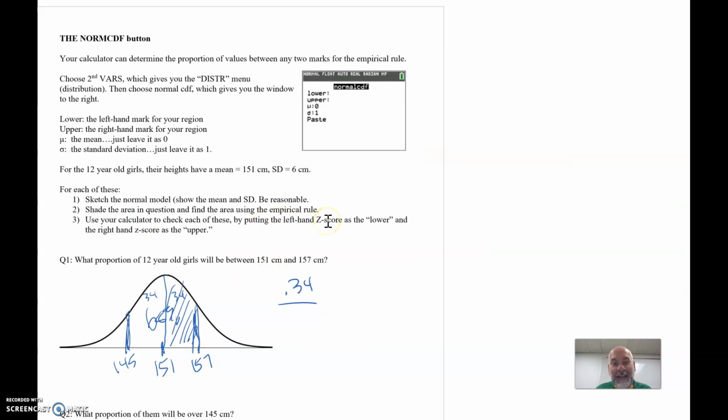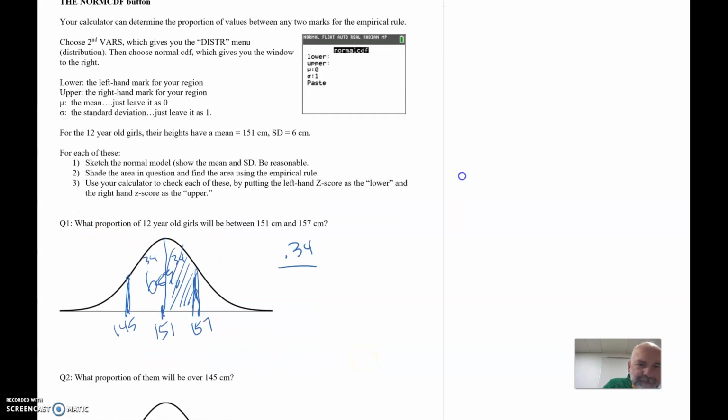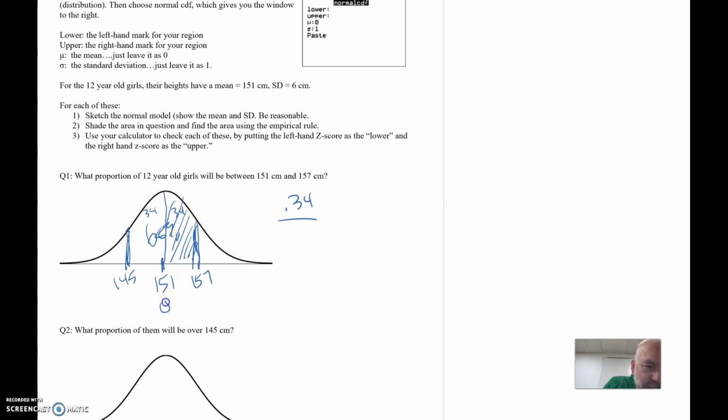So the z-score, I would have reviewed that and stuff. But we want you to actually put the left-hand z-score as the lower and the right-hand z-score as the upper. What is that? This is the 0 here. This is the mean, and this is 1 standard deviation below and 1 standard deviation above. This is 2 standard deviations below and 2 standard deviations above, and 3 standard deviations below and 3 standard deviations above. Okay.